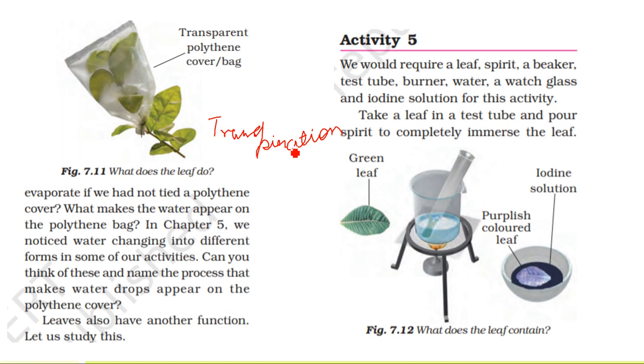Yes, in activity 5 we are going to study another function. For this we would require a leaf, spirit, a beaker, test tube, burner, water and a watch glass. We will also take iodine solution. Now if we are talking about iodine solution, that means we are going to test for the presence of starch. So we will take a leaf in a test tube and pour some spirit so that the leaf is completely immersed in it.